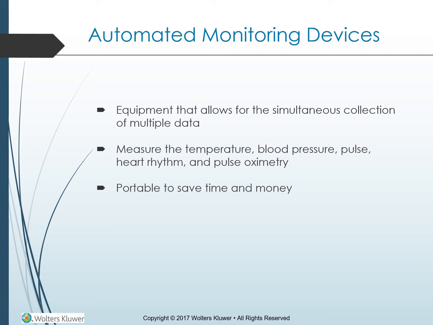Automated monitoring devices are equipment that allows for the simultaneous collection of multiple data. They can measure the temperature, blood pressure, pulse, heart rhythm, and pulse oximetry. They're portable and they save time and money. Generally speaking, they're a rolling machine that has the blood pressure cuffs, the O2 sat cord with the clamp. The thermometer is usually a separate unit on it, and it is portable. You can take it from room to room. The fixed automated devices are obviously not portable. They can also assess heart rhythms, and you will have electrodes on your patient.